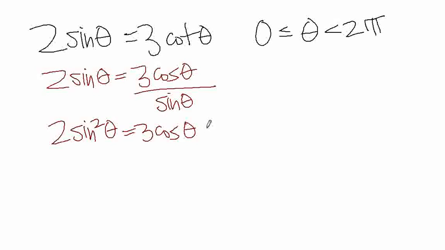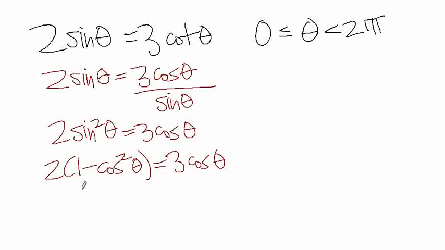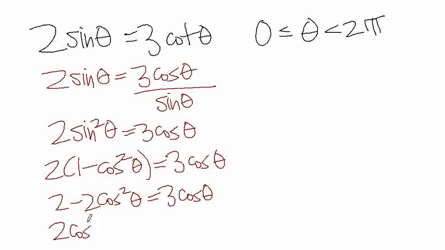Now, let me use the Pythagorean identity to replace the sine squared of theta with 1 minus the cosine squared of theta. Now let me expand, let me distribute the 2. 2 minus 2 cosine squared theta equals 3 cosine of theta. So let me move all the terms to the right side. So I get 2 times the cosine squared of theta plus 3 times the cosine of theta minus 2 equals 0. And so now I can factor that, I hope.